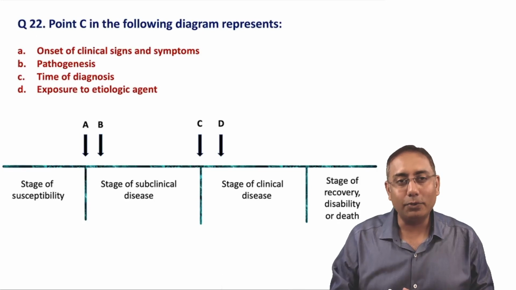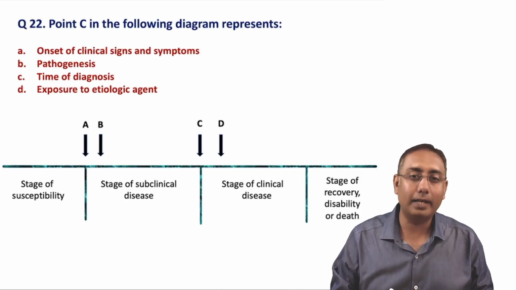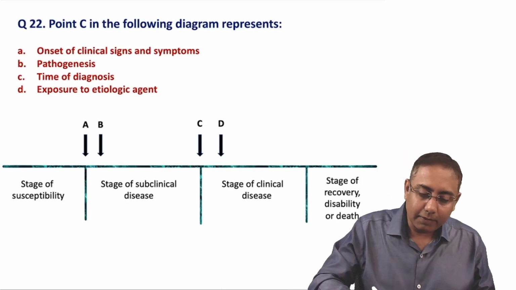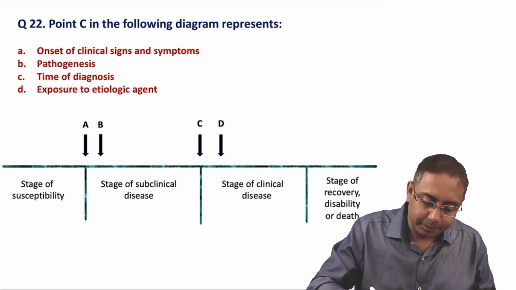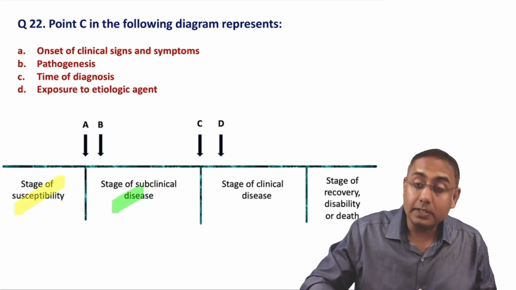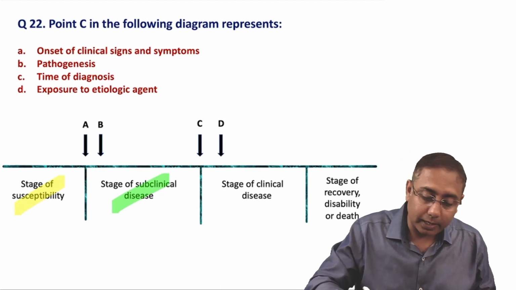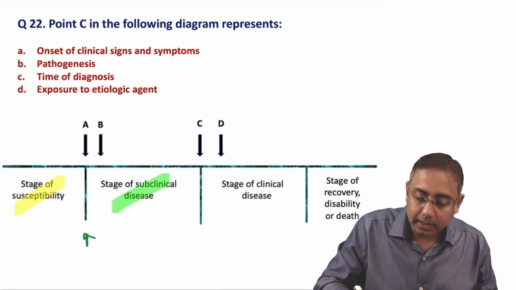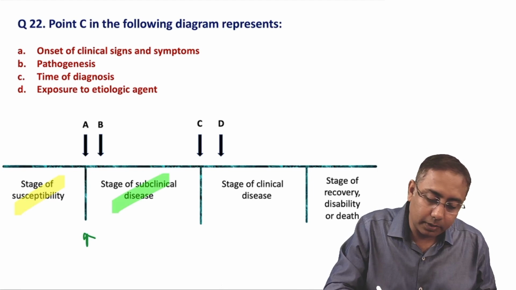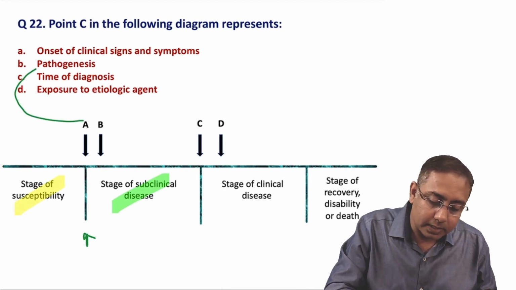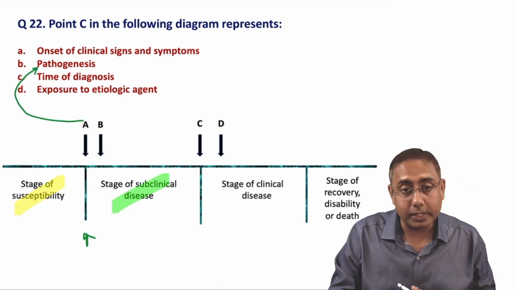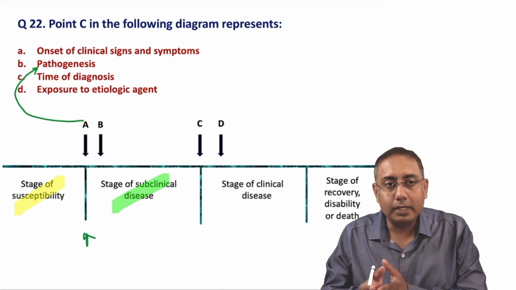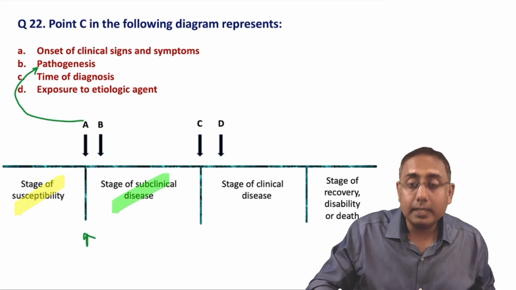Question number 22. Point C in the following diagram represents what? So you have a stage of susceptibility. Then you have a stage of subclinical disease, which means the disease has started. So point A would correspond to the pathogenesis actually. Point A is pathogenesis. Then comes this subclinical stage. And then there is a clinical stage.